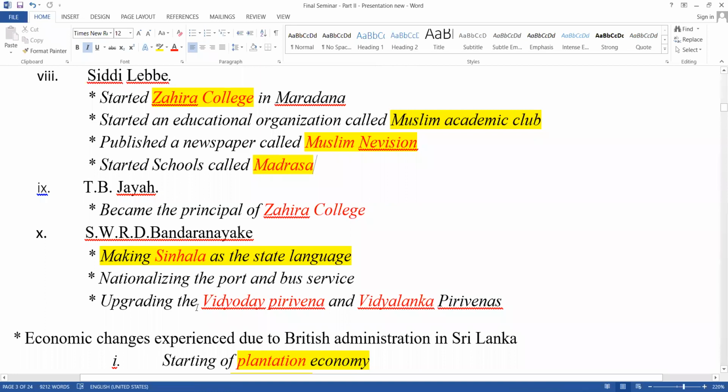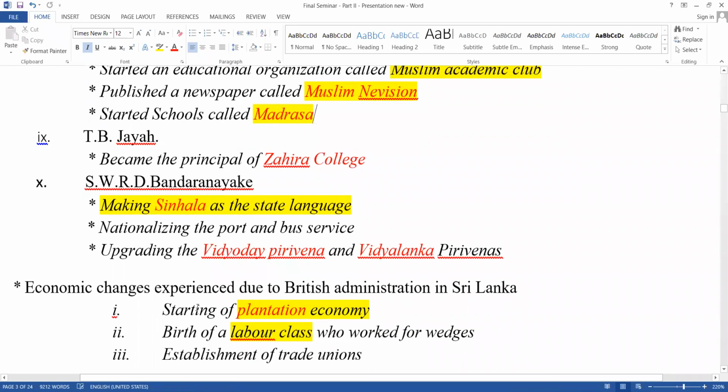Okay. Economic changes experienced during British administration. This lesson said education is not important? No, very important. Very important. Okay. Because we have to answer 6 and 7 questions related to this.